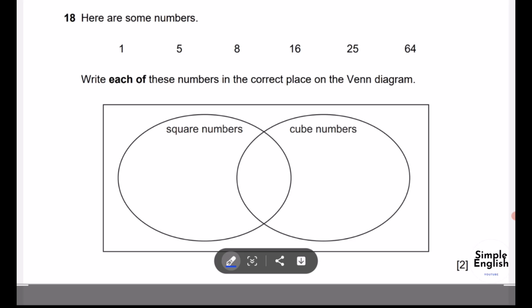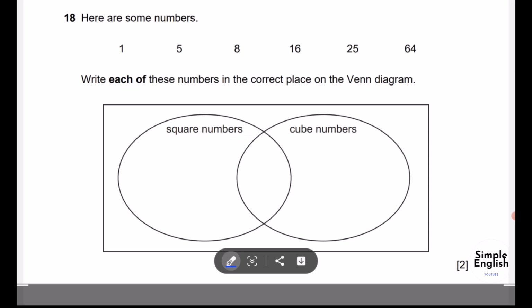18. Here are some numbers: 1, 5, 8, 16, 25, 64. Write each of these numbers in the correct place on the Venn diagram. This is the Venn diagram. So the rectangle is the total of the numbers. So 1, 2, 3, 4, 5, 6. We have 6 numbers.